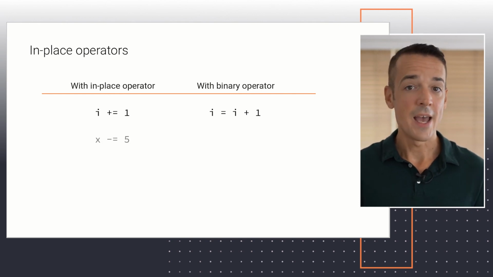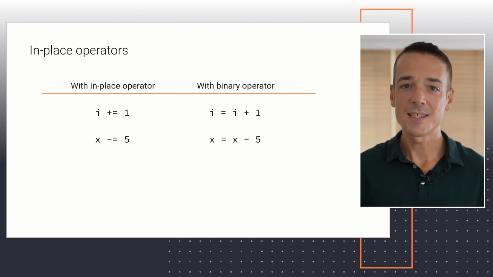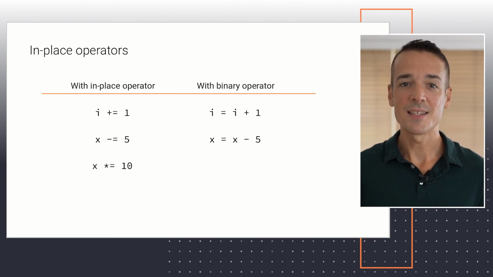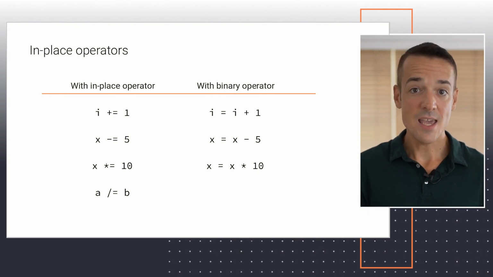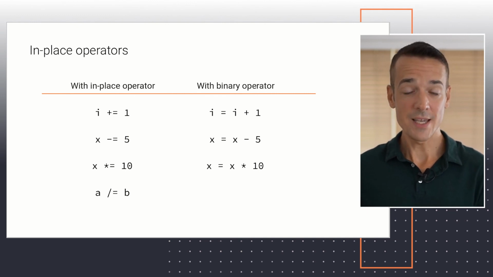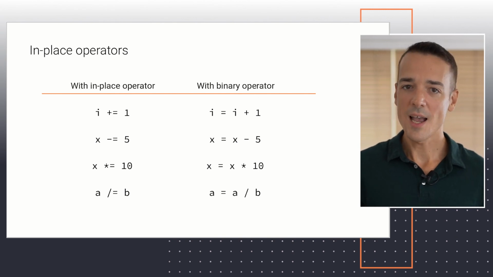So for example, x minus equal 5 is the same as x equal x minus 5. x times equal 10 is the same as x equal x times 10. And a / equal b is the same as a equal a / b.